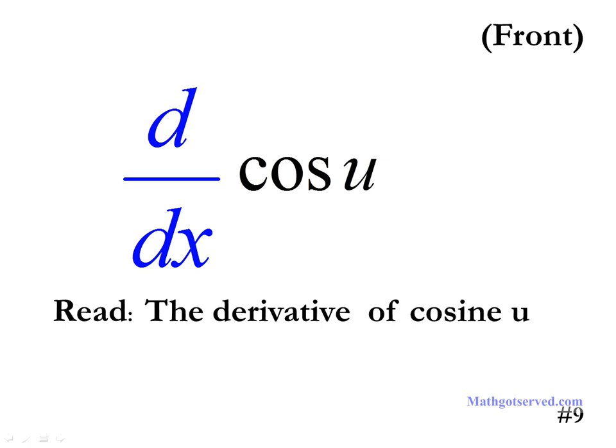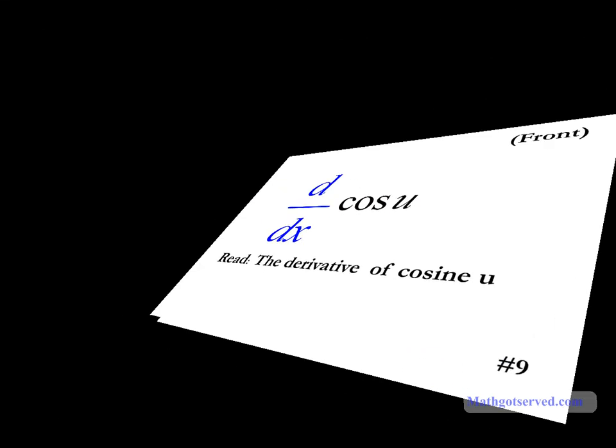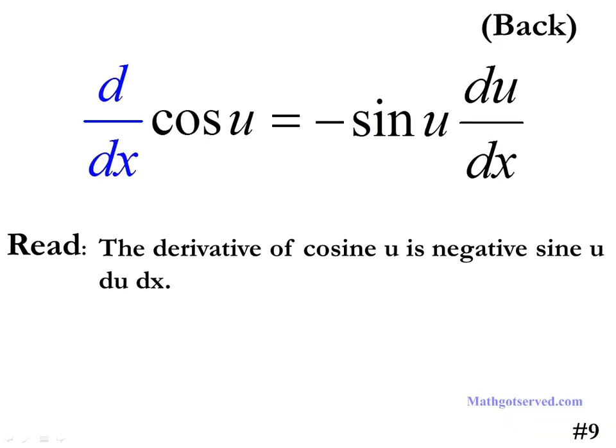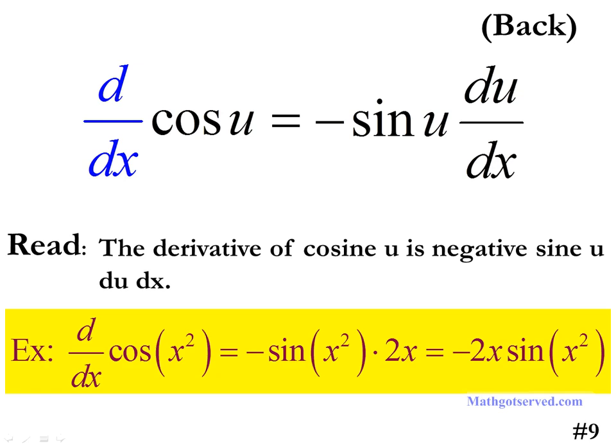d dx of cosine u, you read it as the derivative of cosine u. The derivative of cosine u is negative sine u du dx. Take a look at an example. The derivative of cosine x squared. Now in this case, u is x squared. You can see the composition of two functions. The cosine function is the outermost function, and you have the square function as the inner function.